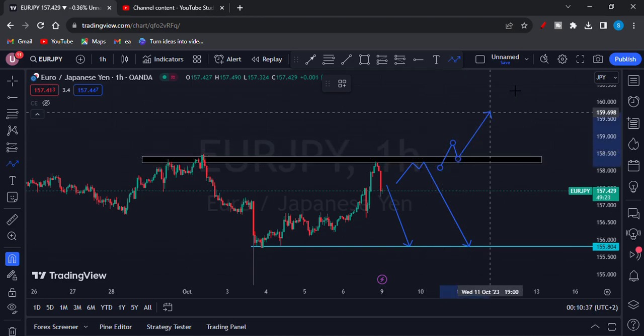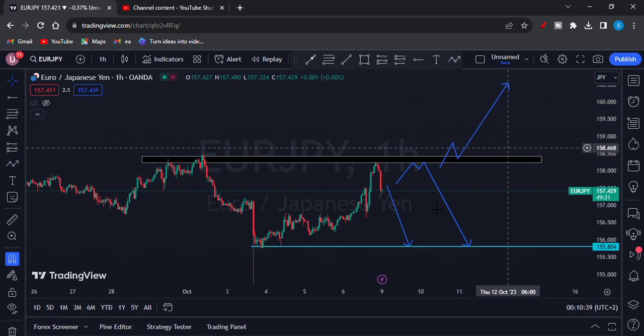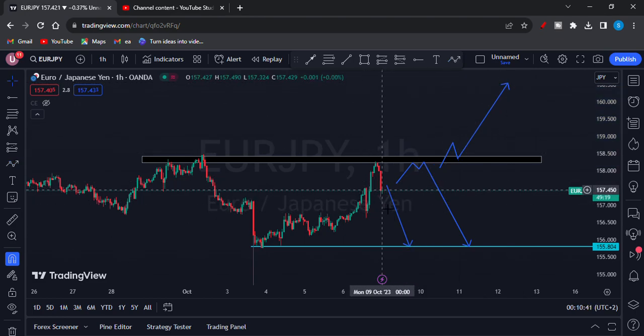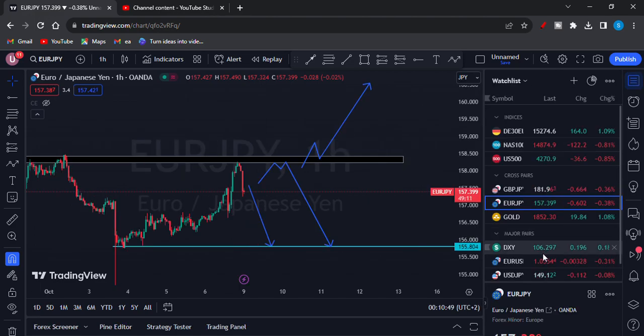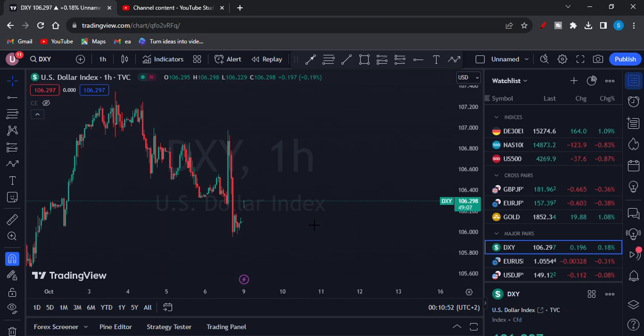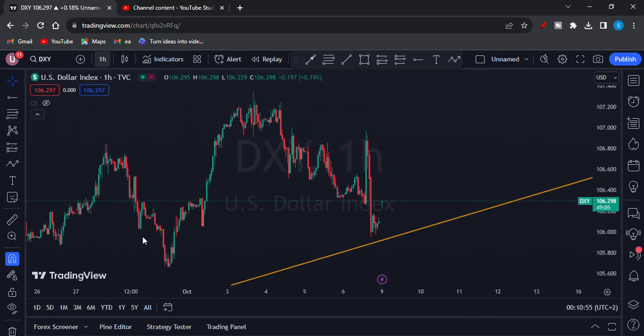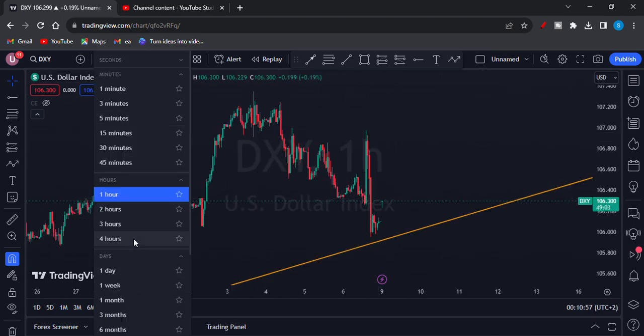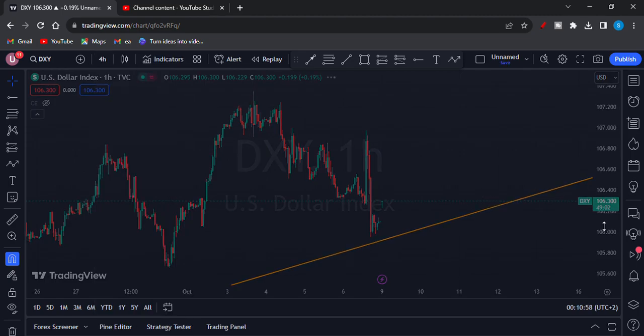retest, and then continue. But I will just have to watch and see how the market is going to react around these areas right here. And then let's check the XY, and then on a 4-hour.